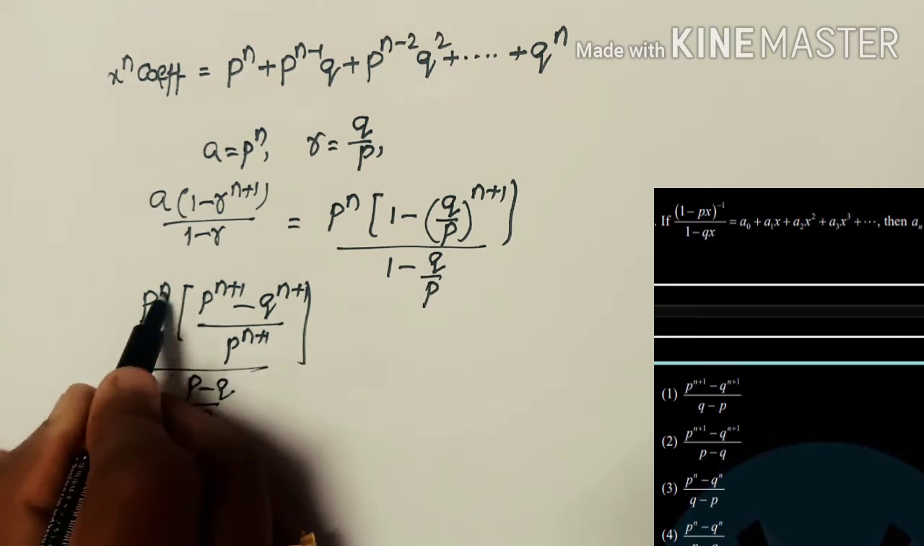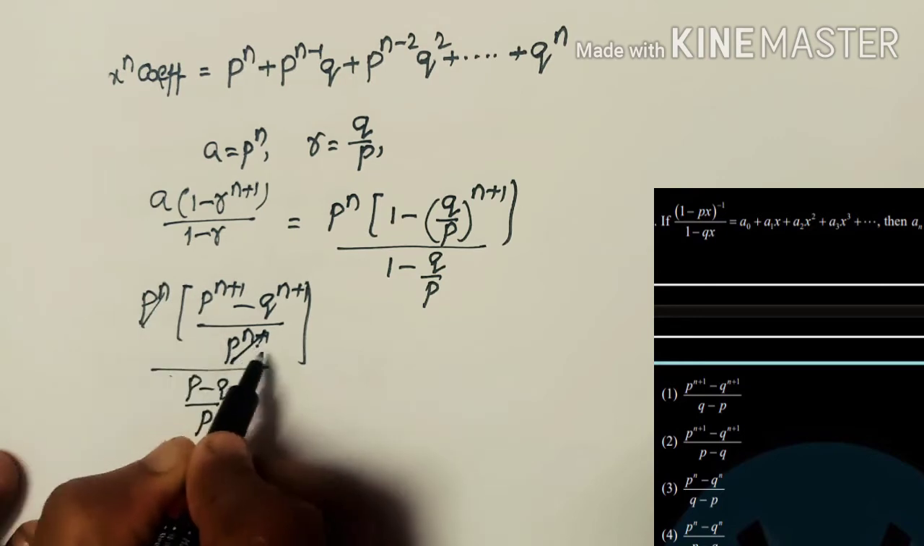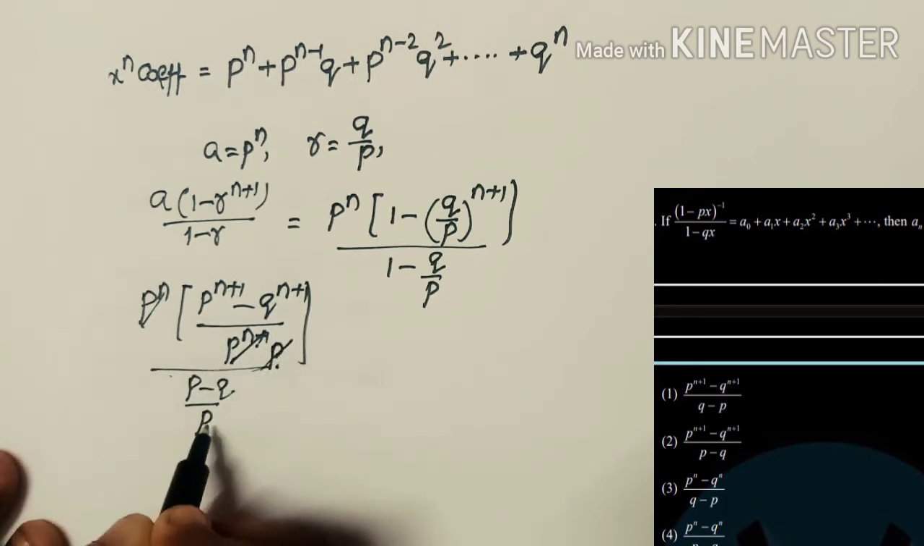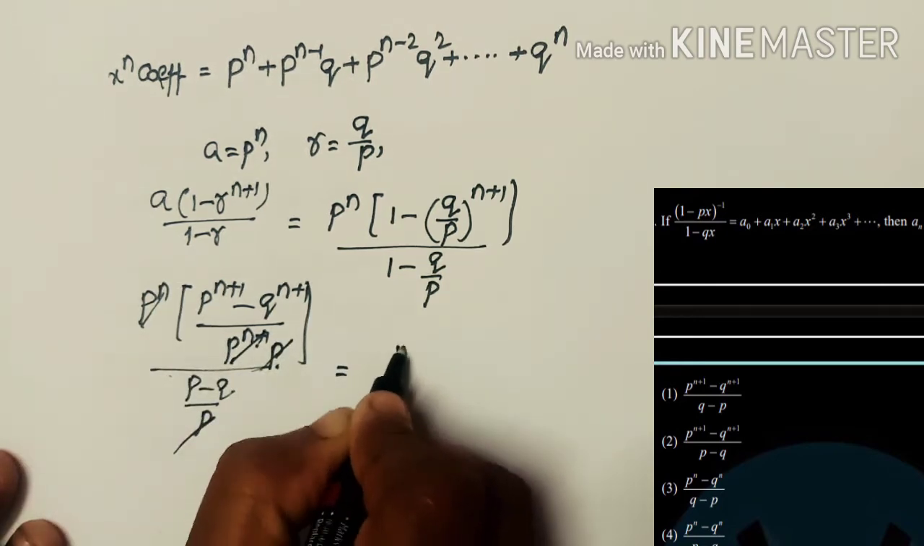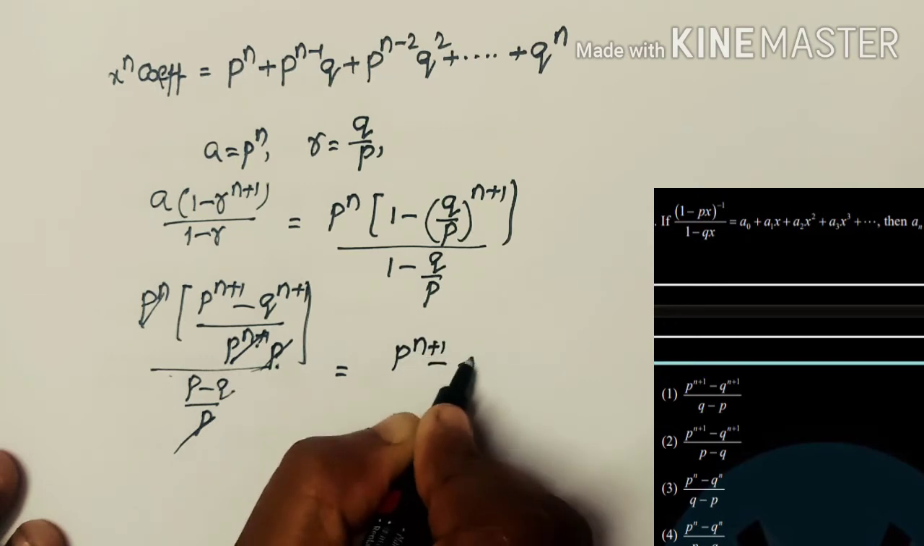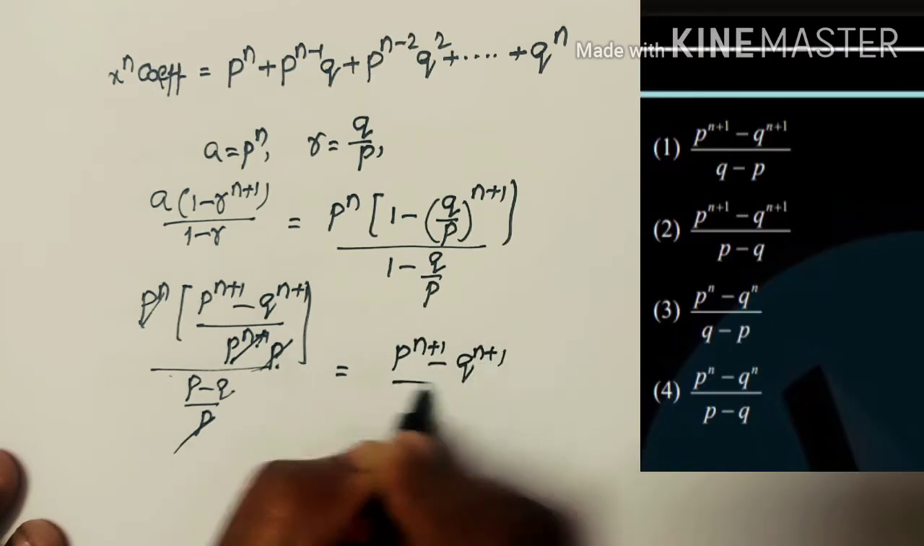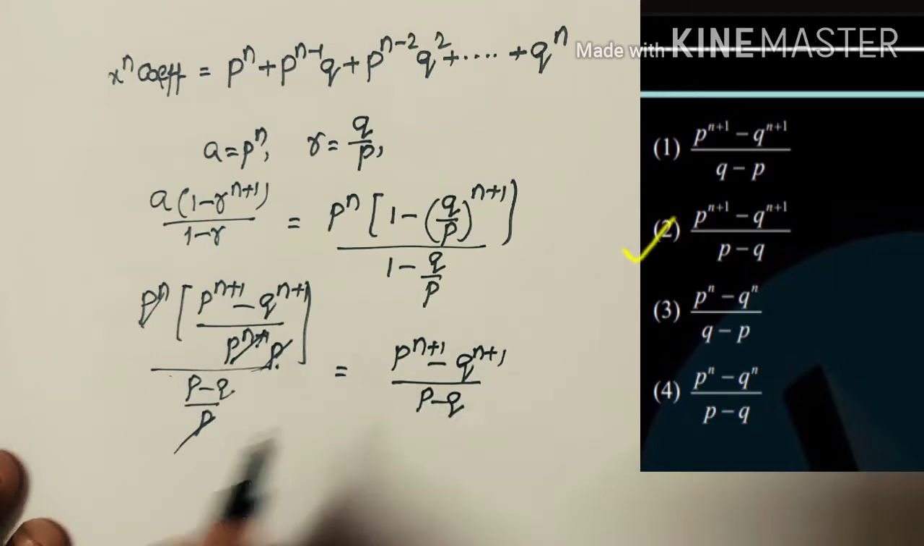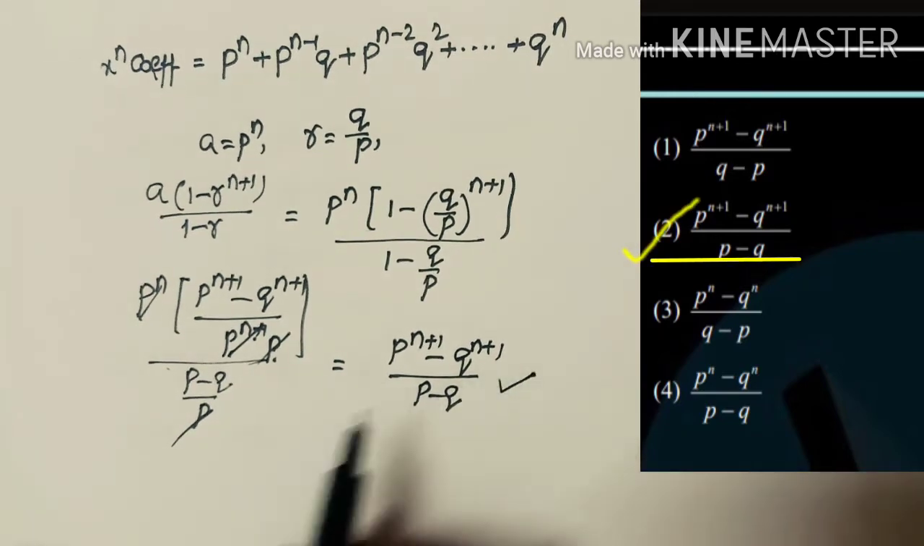Now p power n plus 1 and p power n plus 1 cancel, and here p and p get cancelled. The answer is p power n plus 1 minus q power n plus 1 by p minus q. That is the second option.